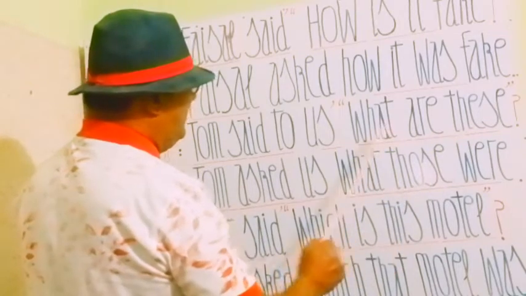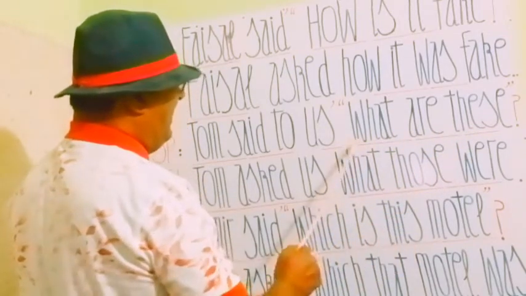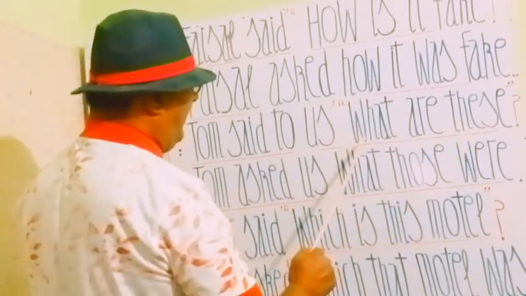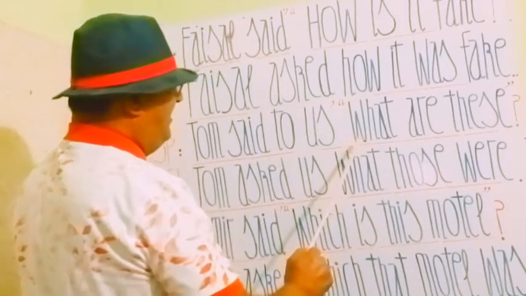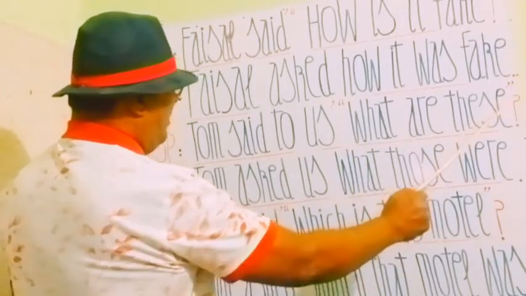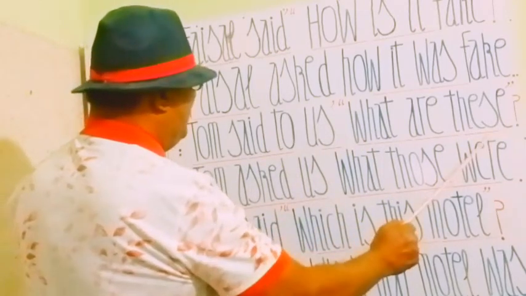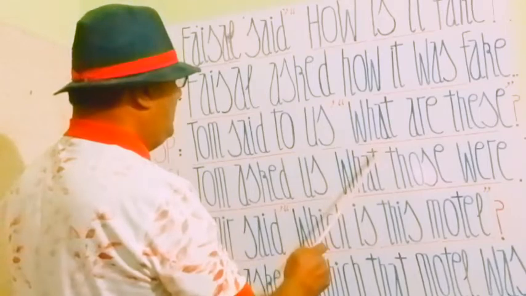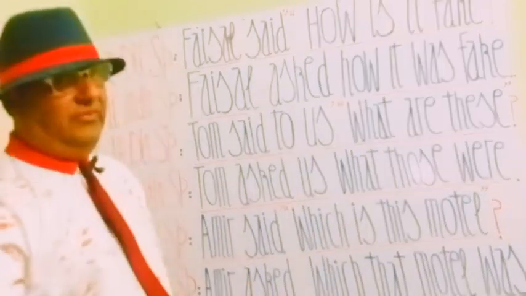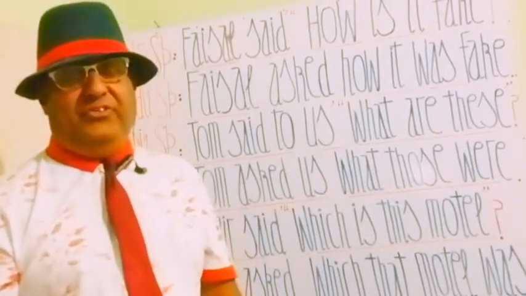What are these? Ye kya hai? Comma is closed, interrogative sign. Tom said to us, what are these? Interrogative sign. Tom ne humse pucha, ye kya hai? My students, you see again, it's a very, very beautiful statement.